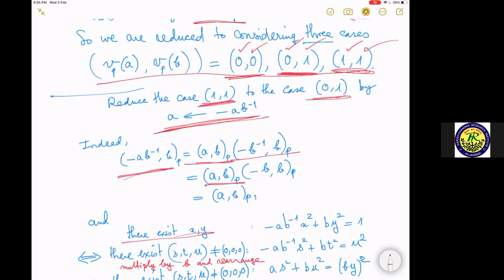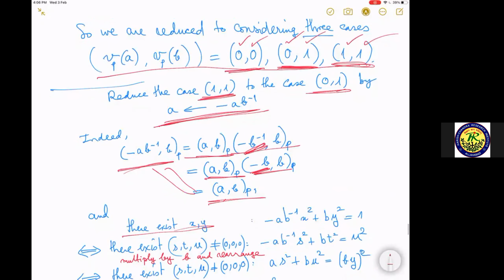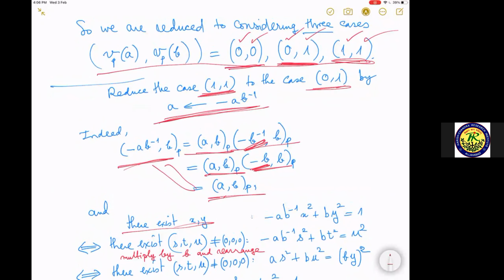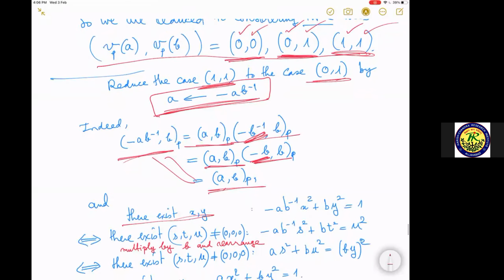Now (A, B)_P, keep it as it is. But in this one I can multiply by b squared to get minus b instead of minus b inverse. And then (minus b, b) is equal to 1. So I'm left with (A, B)_P. So this is equal to this, right? So the Hilbert symbol doesn't change if I replace A by minus A B inverse.